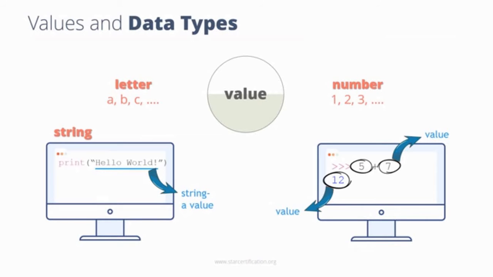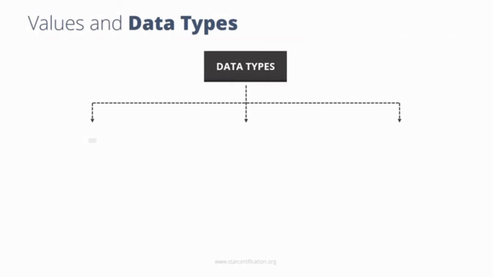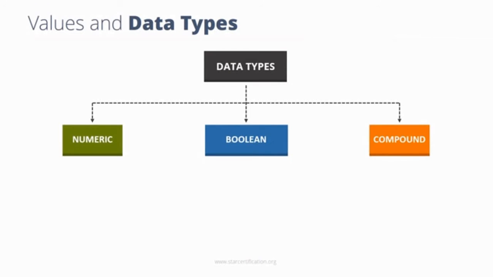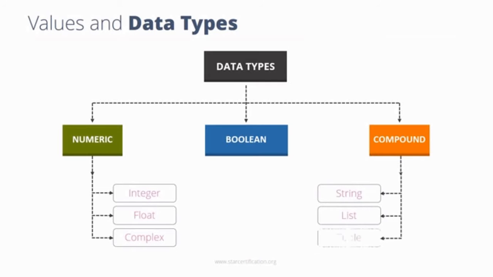The values are classified and grouped together into various data types. They are numeric, Boolean, and compound. The diagram on the screen depicts the different data types in Python. The numeric data types in Python represent the built-in data types, namely integer, float, and complex. These are used to store numeric values. Compound data types include string, list, and tuple. Boolean does not have subcategories.